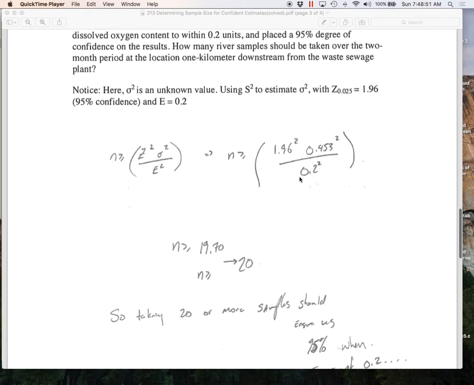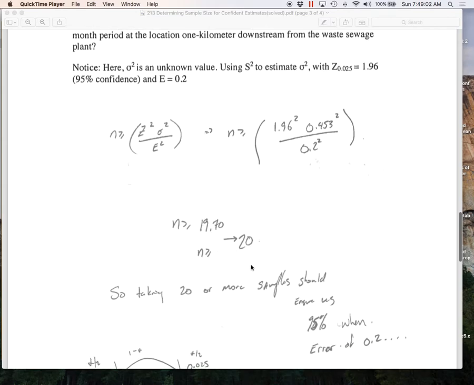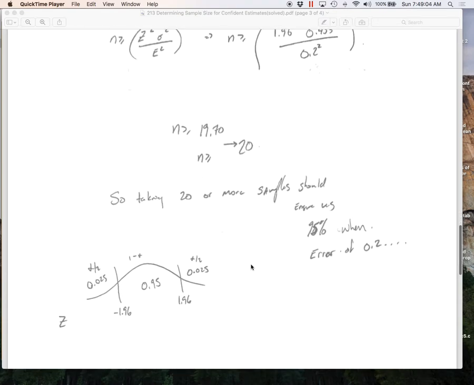Okay, when we do all of this, then I get that n should be at least 19.7. Again, we always round up. Even if it was 19.1, we would still round up that n should be at least 20. Okay.